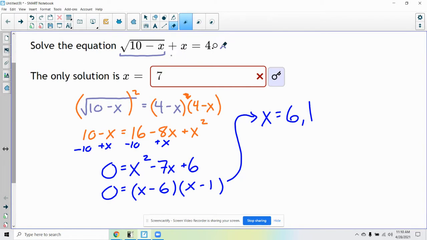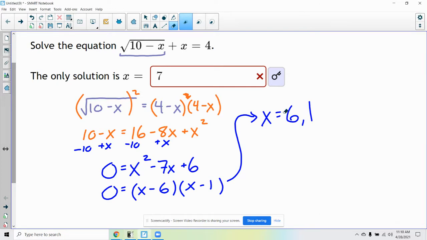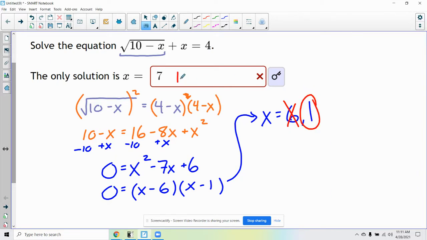Get rid of that, make it a little bit clearer here. So I'm going to do the square root of 10 minus 6. On the outside, I do plus 6. Do I get 4? I get 8. So 6 does not work. 6 is extraneous. It's bad. It's a fake answer. We don't want it. Let's try 1. 10 minus 1, plus 1. I get 4. So 1 works. So my answer is 1.